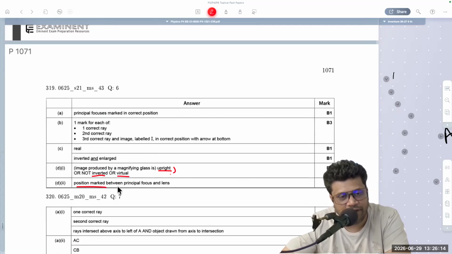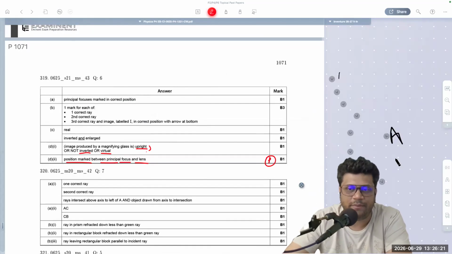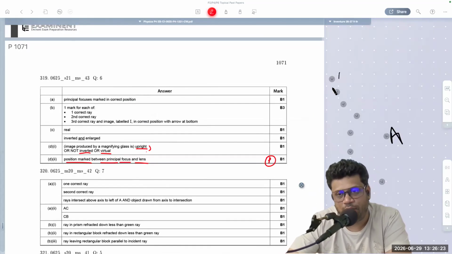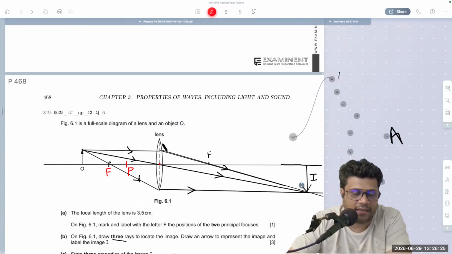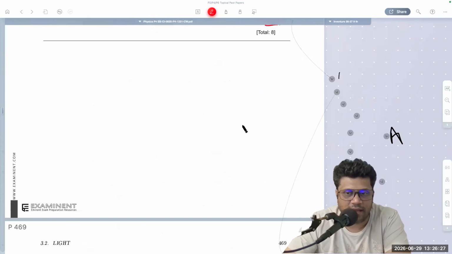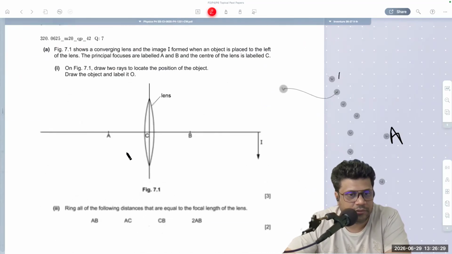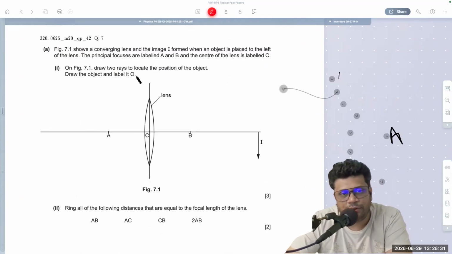And position P should be marked between the principal focus and the lens. That's where P should be according to the question. And yes, we have it between the principal focus and the lens in our sketch. So yes, we are correct. Let's show you another one. Draw two rays to locate.